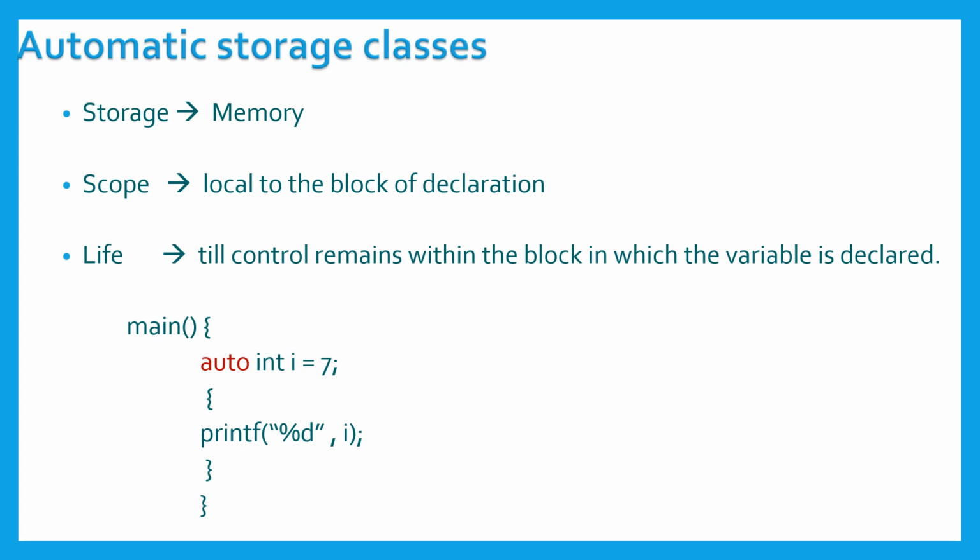First one is the automatic storage class. To declare an automatic storage class variable, the keyword auto has to be used prior to the variable declaration. Before the variable declaration, as you see here, auto int i equal to 7. That is how the variable declaration has to be done.